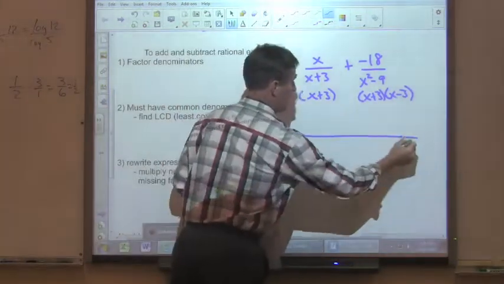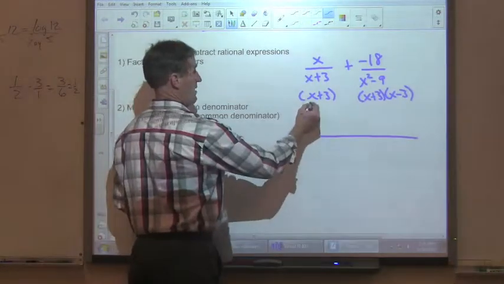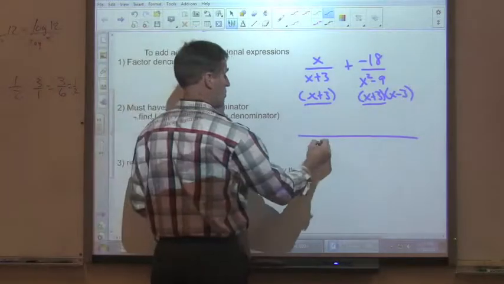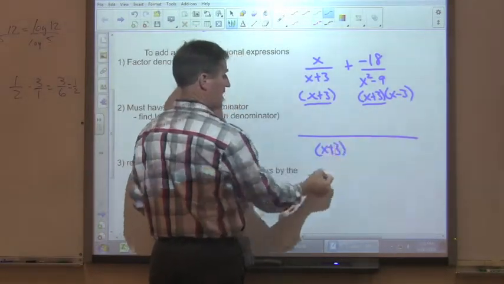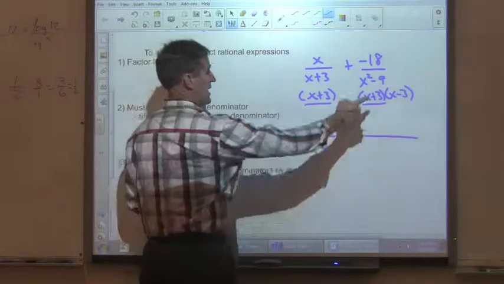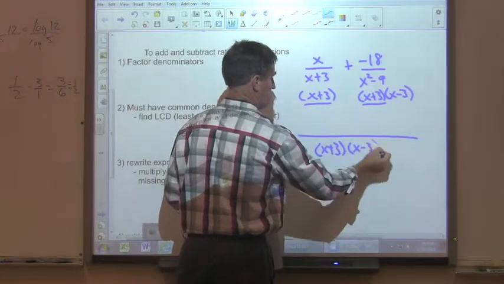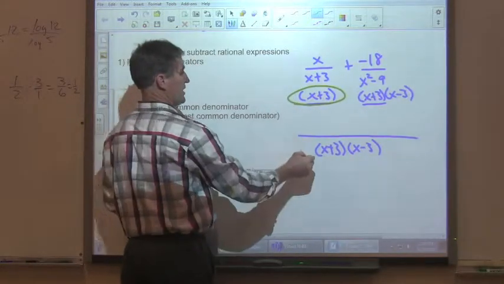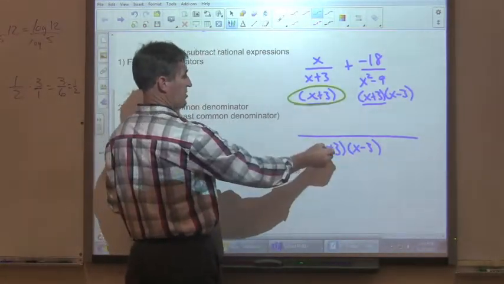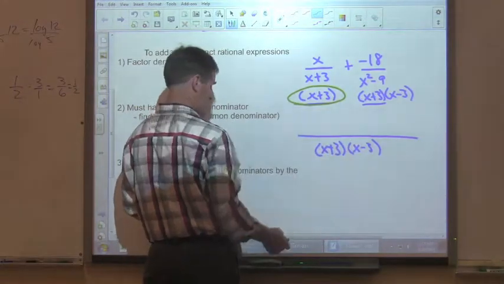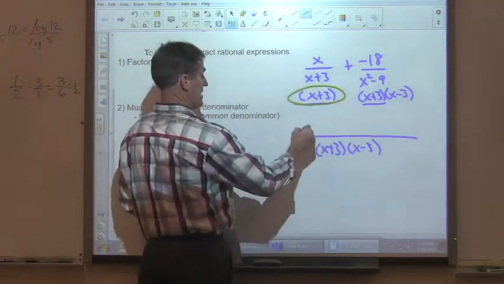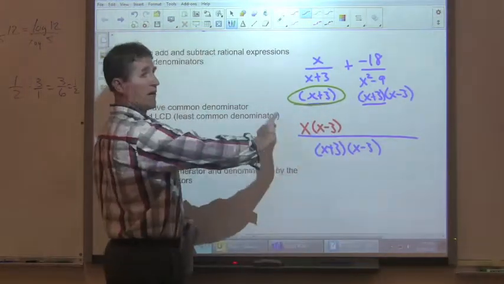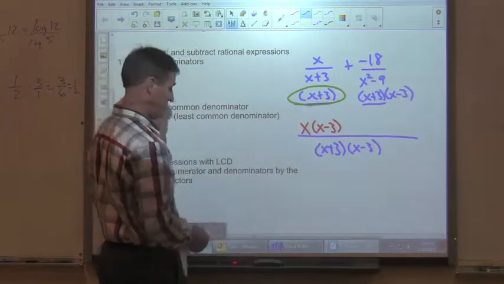So now my common denominator, I have 1 x plus 3 here and 1 there. The most I have in any denominator is 1. Again, not the total, just the most. And then I need an x minus 3. So now we look at this one and we say, what do I have to multiply this by so it looks like that? Well, I have the x plus 3. What I'm missing is the x minus 3. So I'm going to take this x here and times it by x minus 3. Now I'm not going to rewrite that denominator. I'm going to keep it all together.